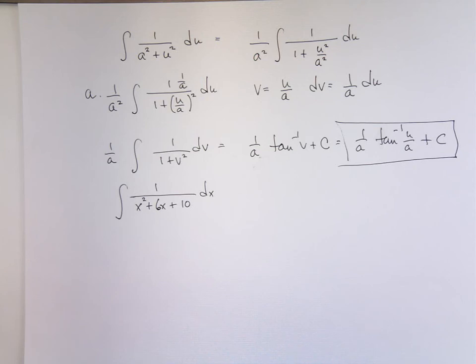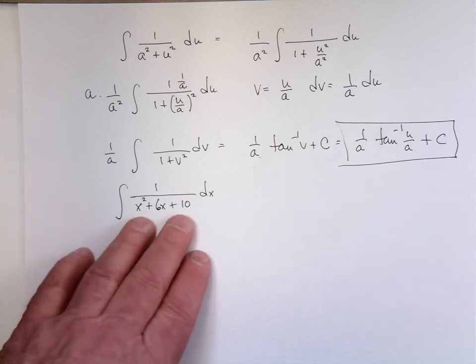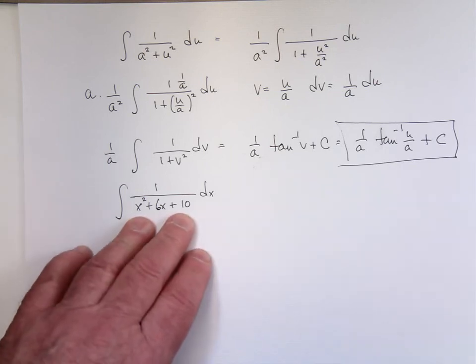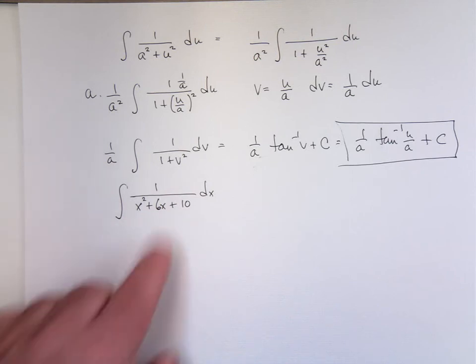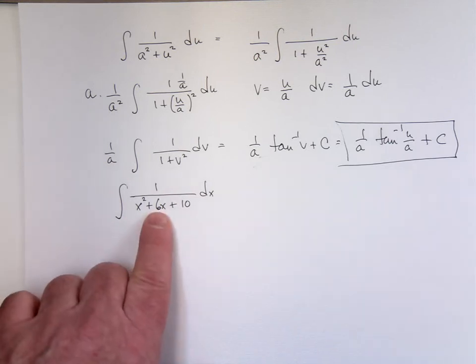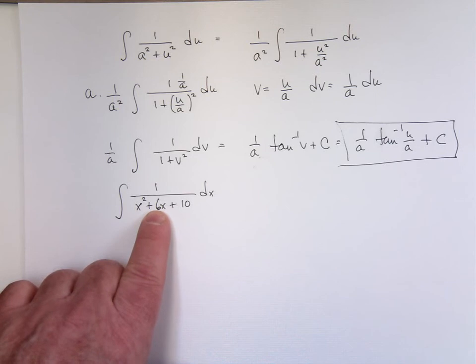But I do want to point this out now, just in case WebAssign throws something like this at you. This is not of the integration form that we just did. It's not the right form. There's a 6x thrown in here. But there is something you can do to this to get to that form.